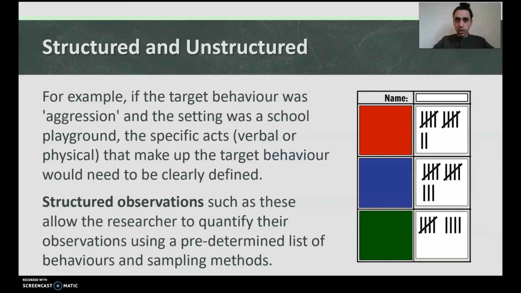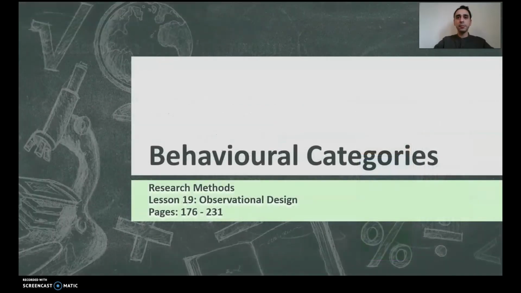Structured observations, such as these, allow the researcher to quantify or operationalize their observations using a predetermined list of behaviors and sampling methods. And we're going to have a look at what this is called in a second. Behavior categories. There we go. These are called behavioral categories. So this is what you do in a structured observation.